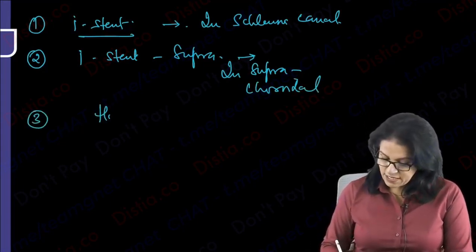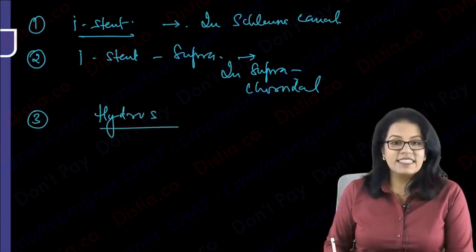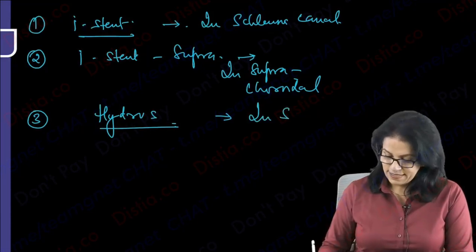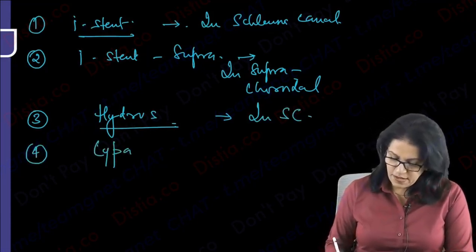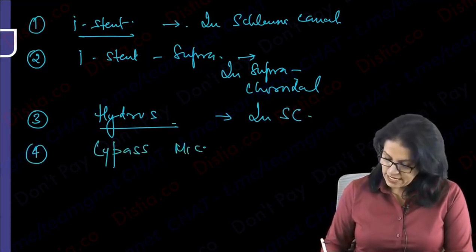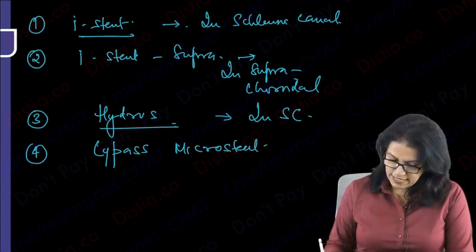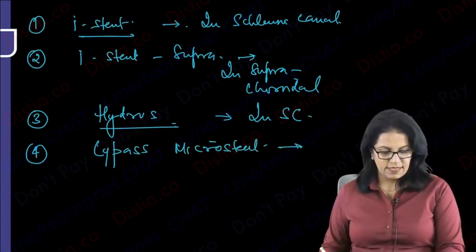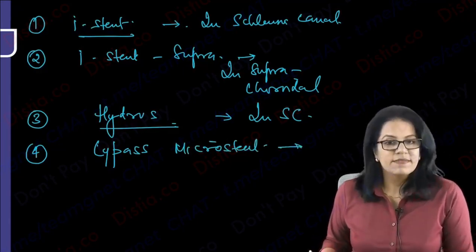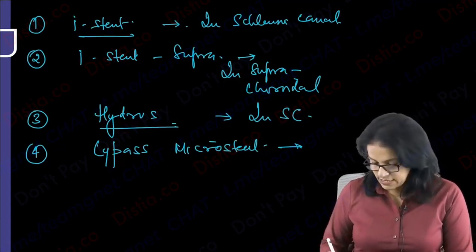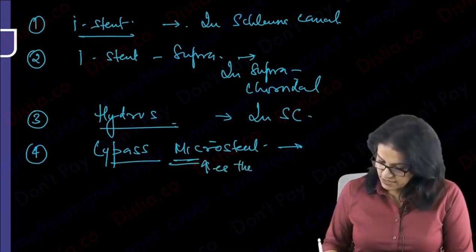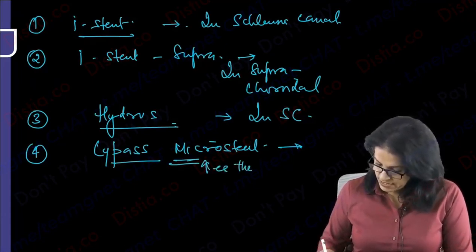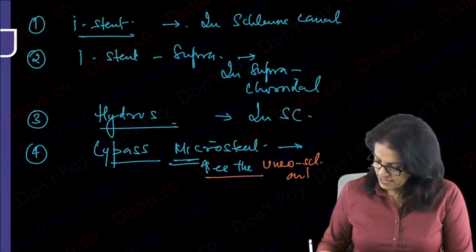Then be familiar with another term, Hydrus. Again, it is in Schlemm's canal. And one more I am giving you just the name: the CyPass microstent. The interesting point is that it increases the uveoscleral outflow.